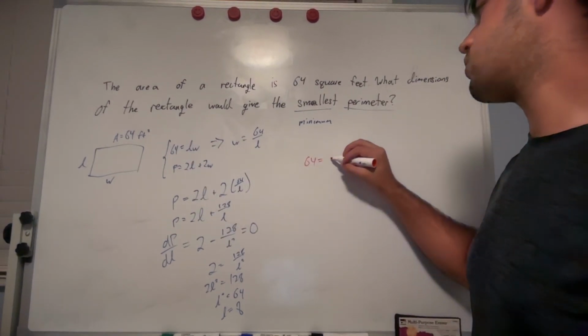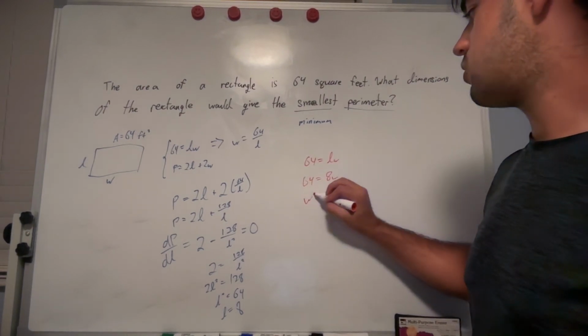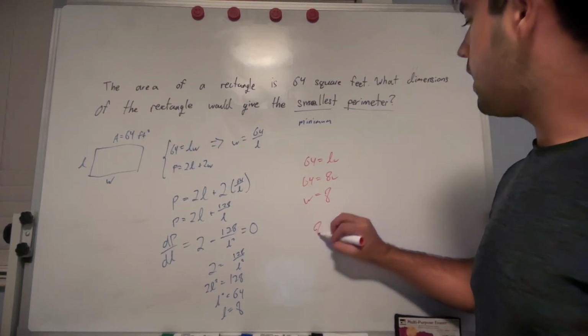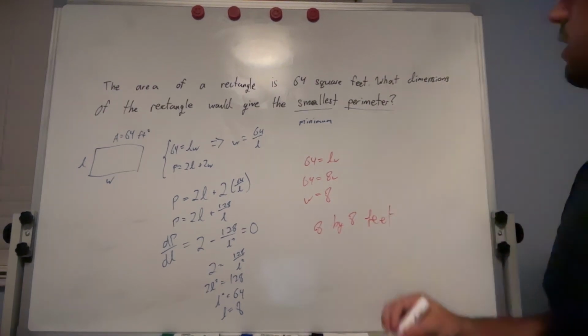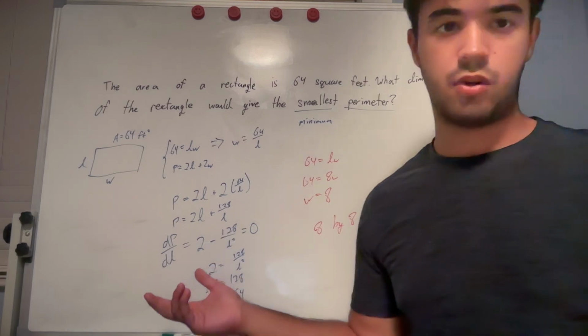So 64 equals L times W. If we just plug in 8, that means our W is going to be 8 as well. So our final answer would be 8 by 8 feet. And that would be our dimensions for this basic optimization problem.